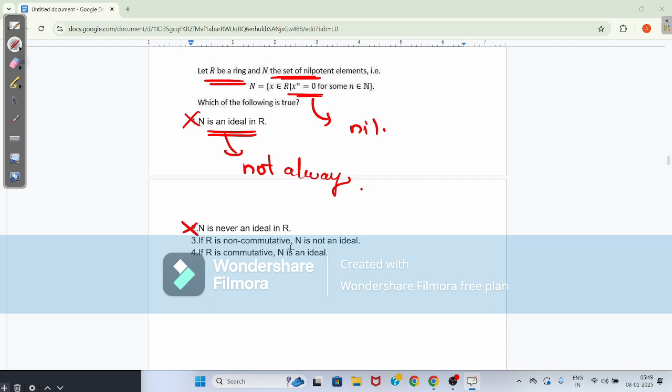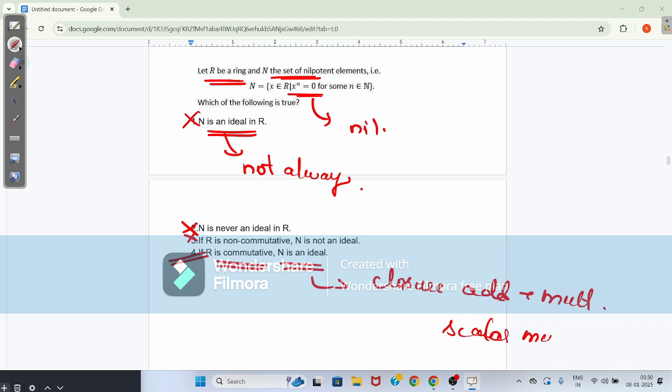If R is non-commutative, n is not an ideal. If R satisfies the commutative property, then n will be an ideal. It satisfies the conditions of closure under addition and multiplication and scalar multiplication. These two conditions it will satisfy here. So this is the correct option here.